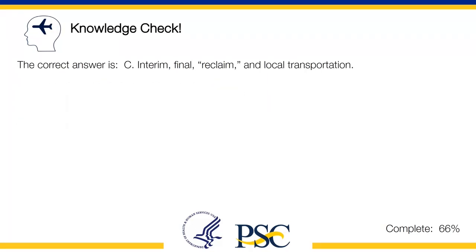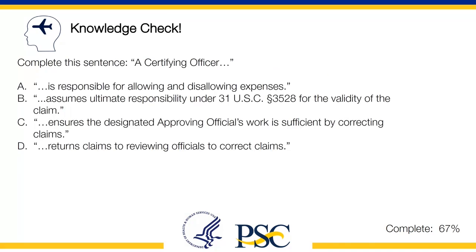The correct answer is C. Interim, final, reclaim, and local transportation. Complete this sentence. A certifying officer: A. Is responsible for allowing and disallowing expenses.